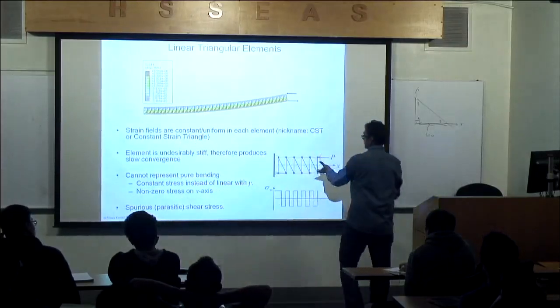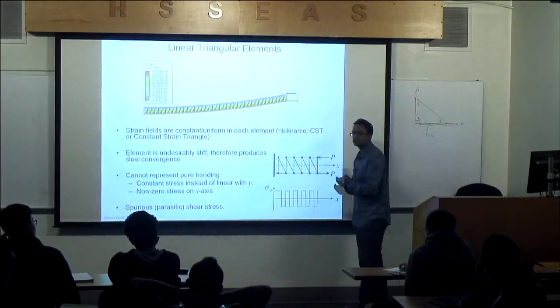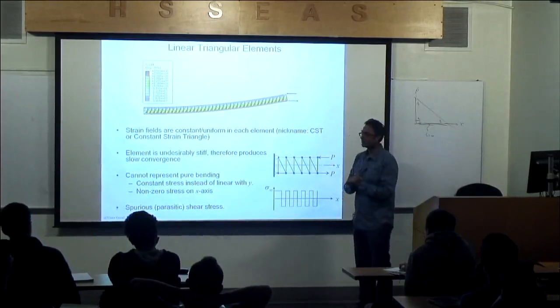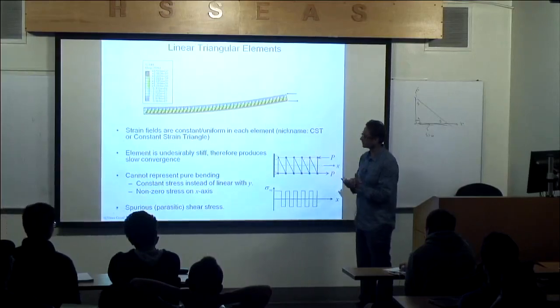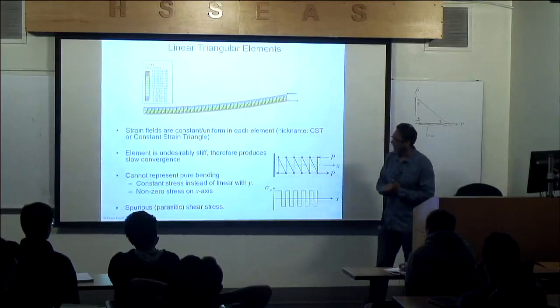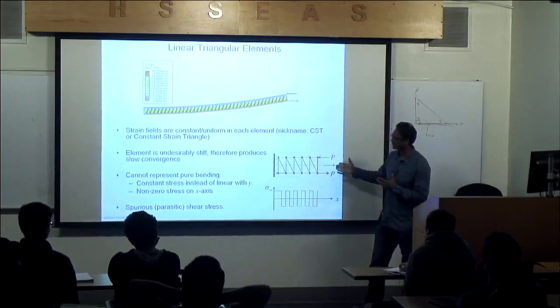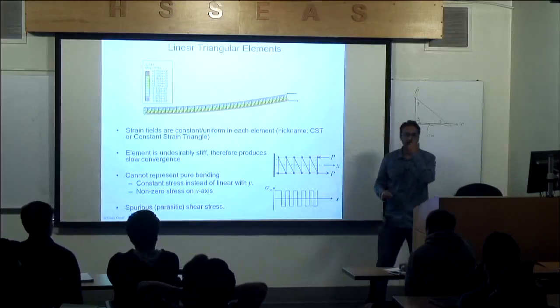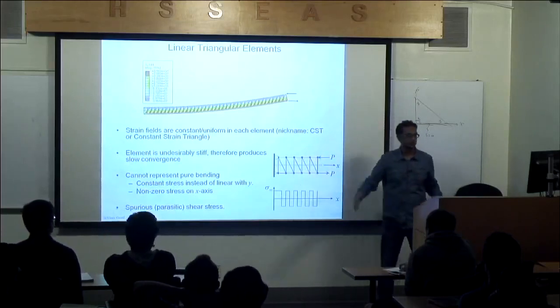So this behavior results in an undesirably stiff behavior and produces very, very slow convergence. You cannot represent pure bending very well, and so you'll get this locking issue. You'll also get a locking issue there.